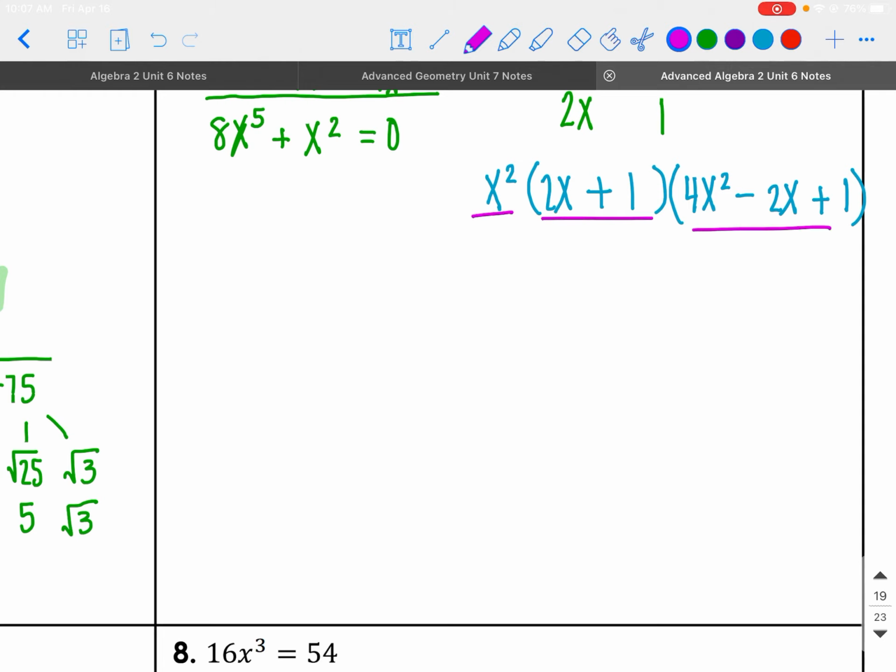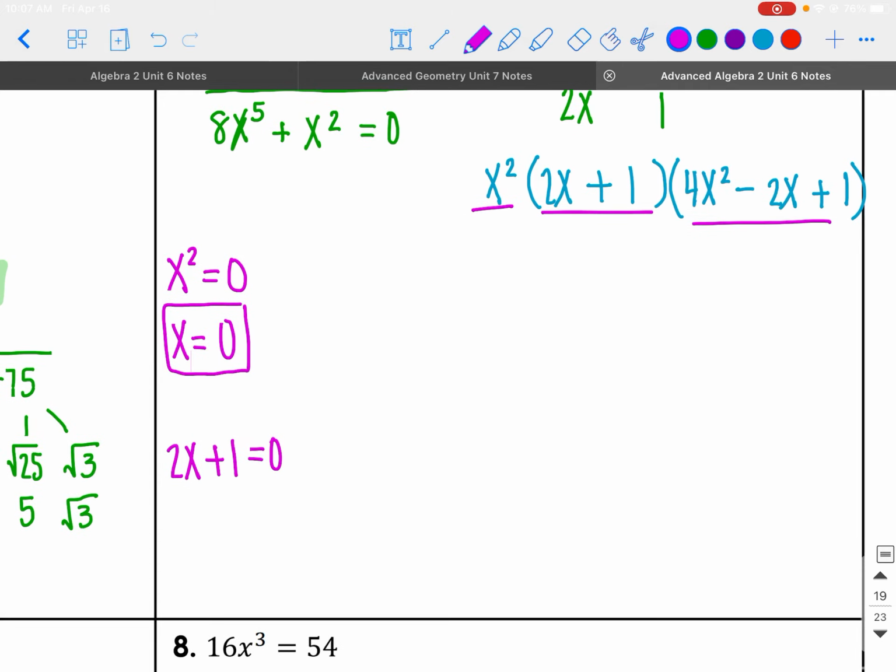All right, so we got to take each factor and set each factor equal to 0. Well, the square root of 0 is just 0. Okay, if we subtract 1, we get 2x equals negative 1. And then dividing by 2, x equals negative 1/2.